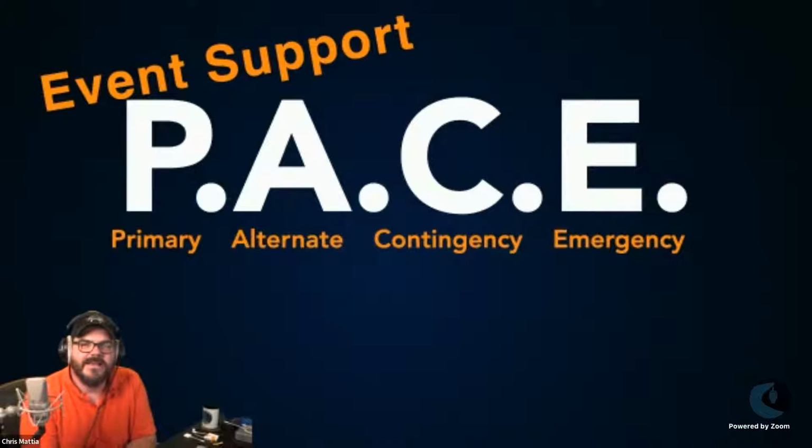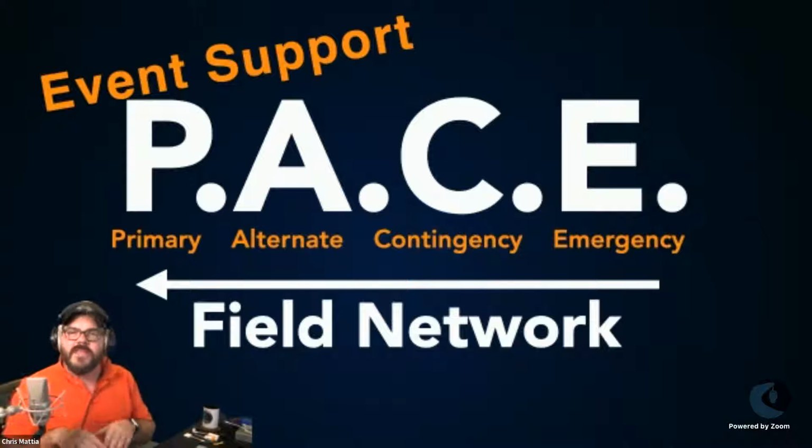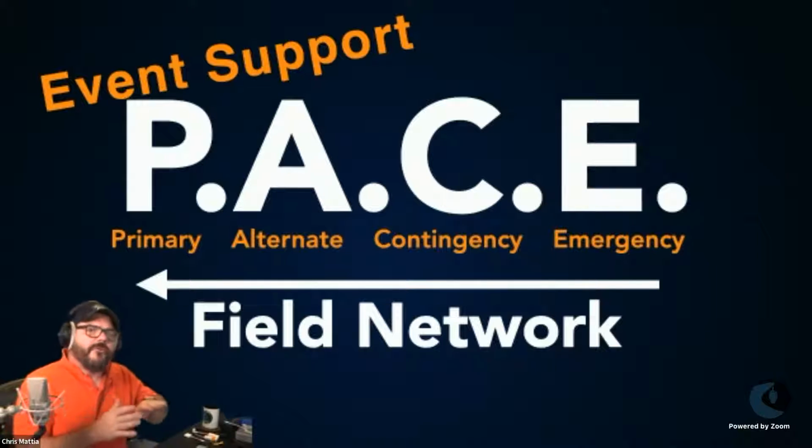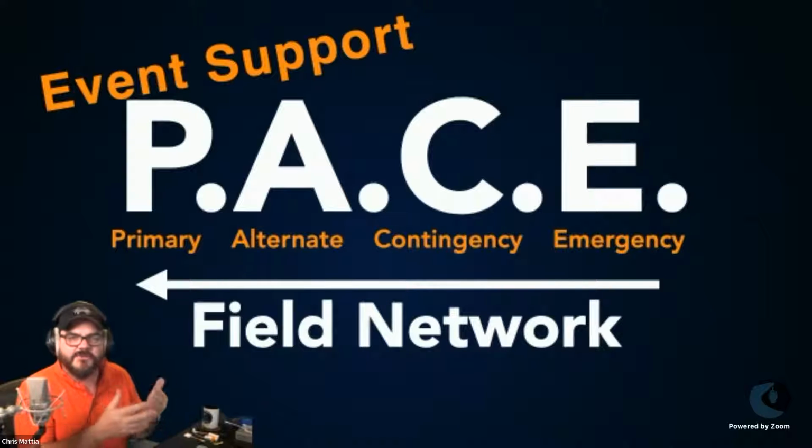And we're going to focus much more on the networking aspect. And we're going to do this kind of in a reverse order. We're going to start off looking at the emergency contingency plans that you may want to have when you're operating and supporting an event as a ham radio operator. And then we're going to move further up the chain into what would be more of a primary sort of contingency plan that you may want to have, or a PACE plan that you might want to be able to leverage as you're doing that.